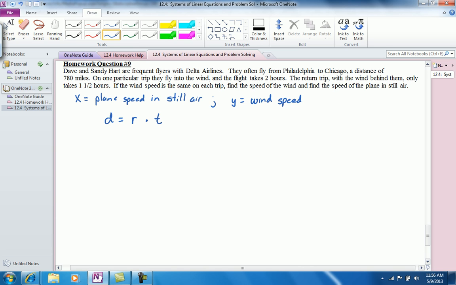Okay, so let me point out the important pieces. The distance is 780 miles. I have two times. I have 2 hours and 1.5 hours, which I will represent with a 1.5. Same as 1.5, but it'll be a little easier to work with. And now using this, I need to set up my two equations. Well, my first equation, I know the distance, it's 780 miles. That's not going to change between the two cities.